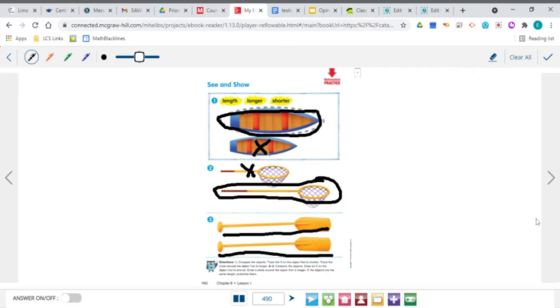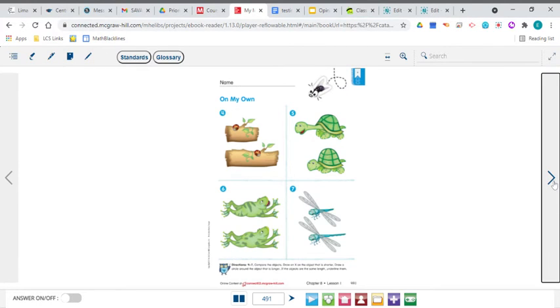All right, you will need to turn the page to page 491, and we'll continue with example 4. It says we're going to compare the objects. Draw an X on the object that's shorter, draw a circle around the one that's longer, but if they're the same length, we put a line under them. So more of the same of what we were doing. Let's compare in number 4, the logs that you see.